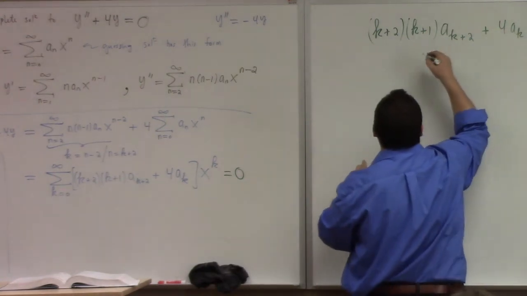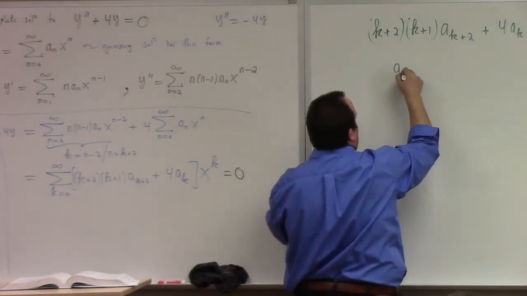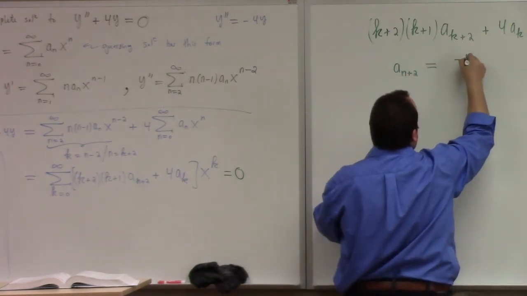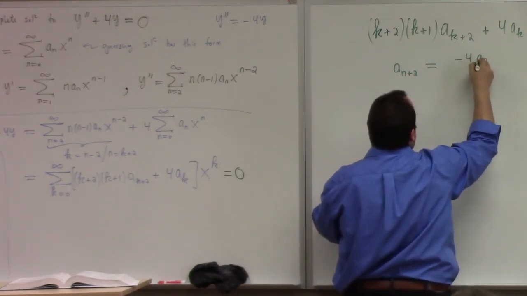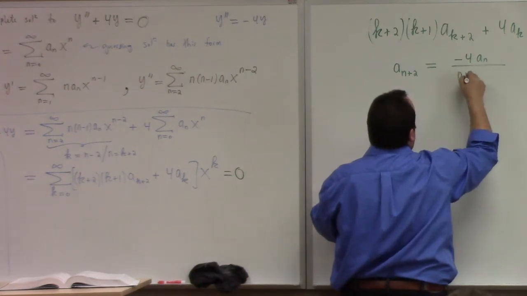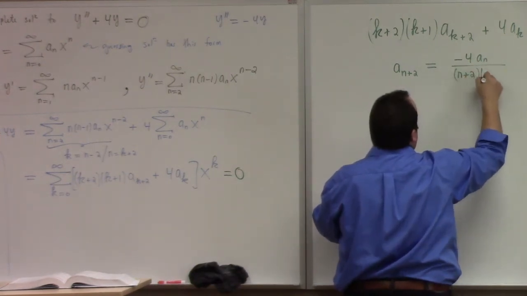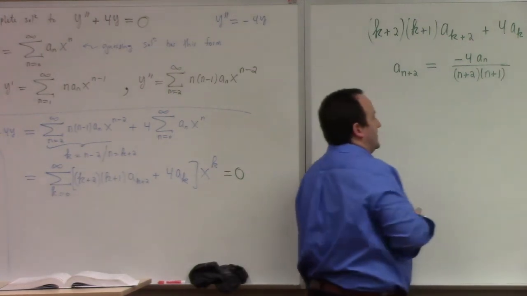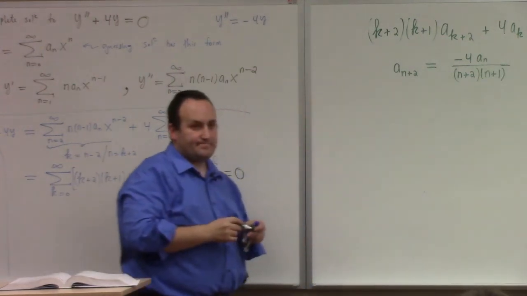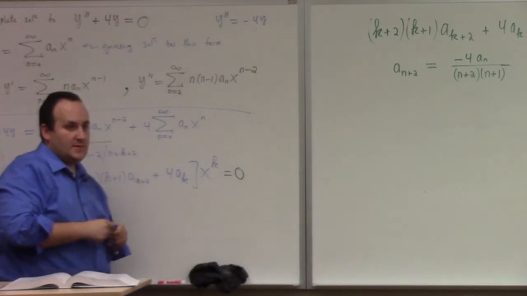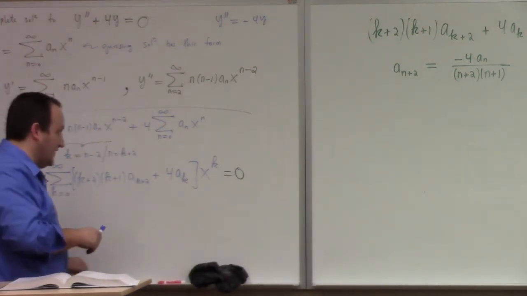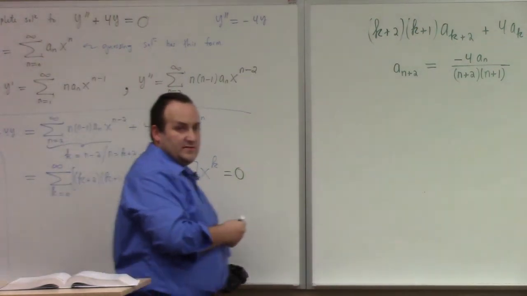So let me be civilized and rewrite this as saying a sub n plus 2 must be equal to minus 4 times a sub n divided by n plus 2 times n plus 1. If you don't like the letter you're working with, change letters. So there we go. That's prettier. That's like the fundamental recursive relation. And then what you have to do is just tinker with it.